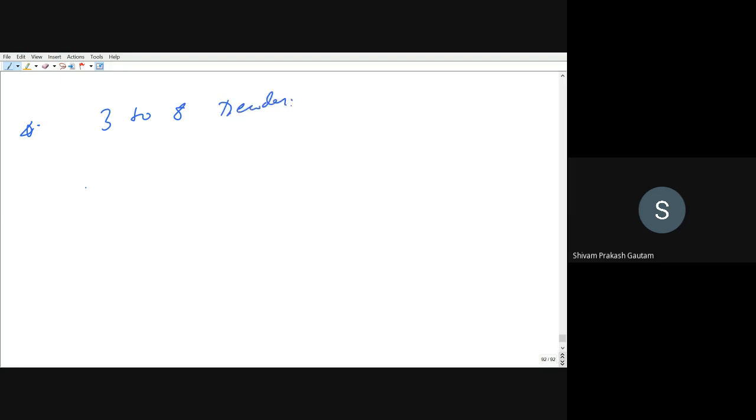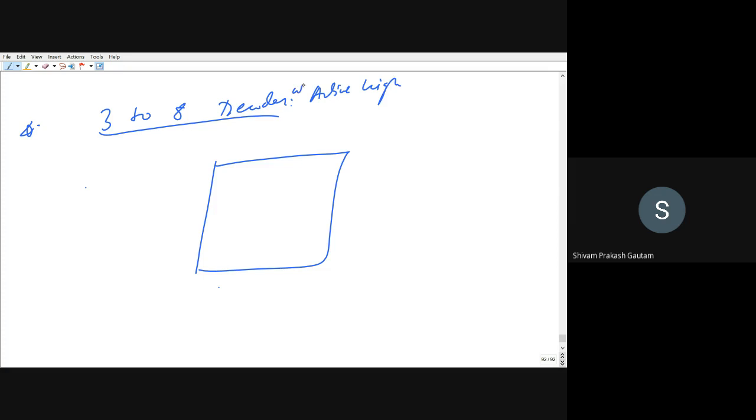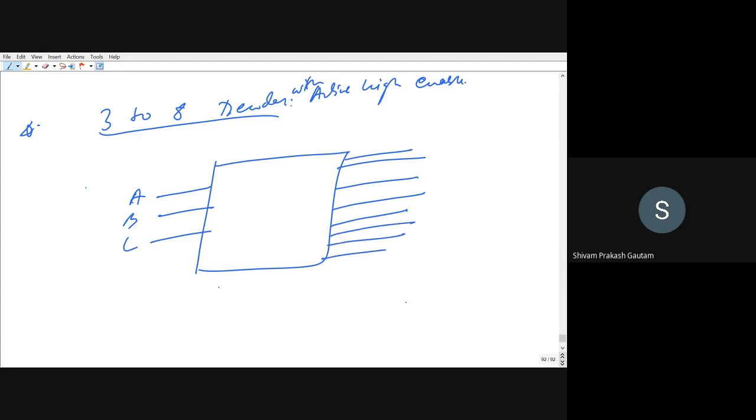In 3 to 8 decoder, you can have active high enable, if you want to provide an enable circuit as well. In 3 to 8 decoder, you have 3 inputs, which you can call A, B, and C. Then you will get 8 outputs, starting from D0 and ending at D7. So this is a 3 to 8 decoder with active high enable, that means you can give an input E here.